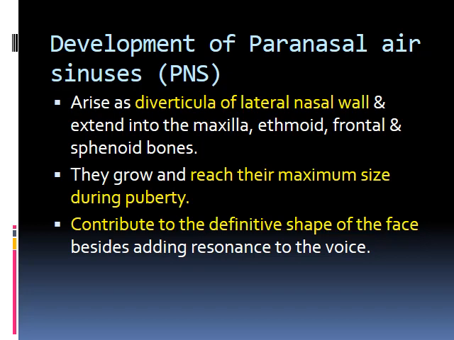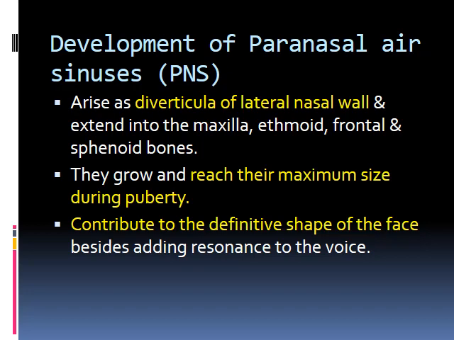You know the paranasal sinuses. So paranasal sinuses are air-filled spaces which are found within some bones of the cranial cavity as well as bones of the face, especially the maxilla. So how do these paranasal sinuses develop? They arise as diverticula of lateral nasal wall. You have already learned how the lateral wall of the nose develops. So paranasal sinuses develop as diverticula of lateral nasal wall, and these diverticula extend into the maxilla to form the maxillary air sinus.